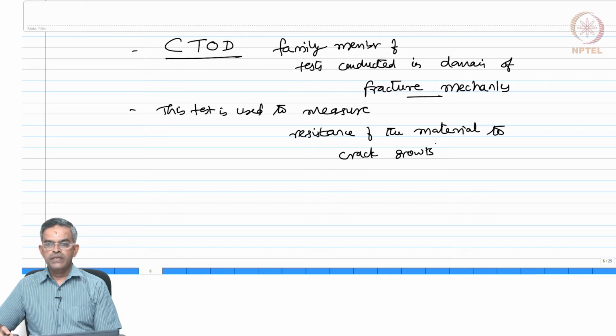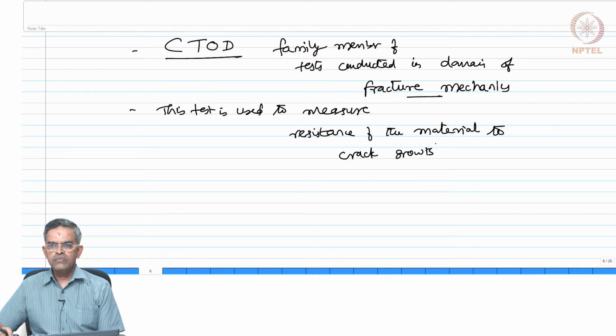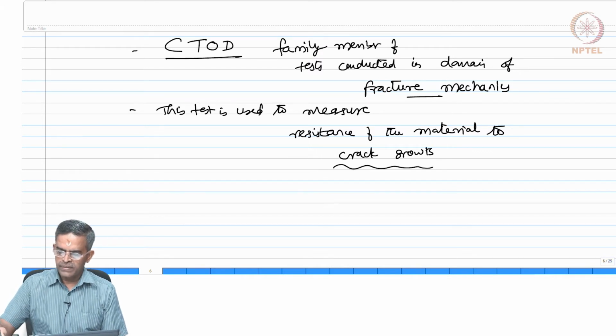Friends, initiation of crack is a different scheme. Once the crack is initiated, it propagates, it grows. CTOD test is an index which will help you to qualify steel based on its resistance against growth of crack.